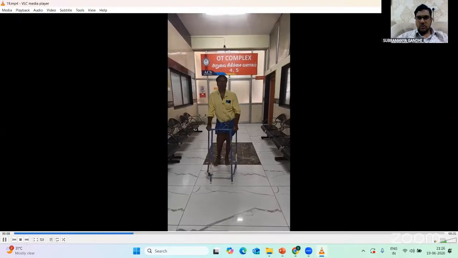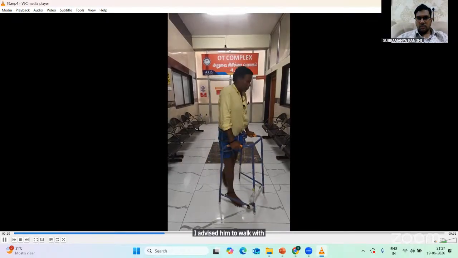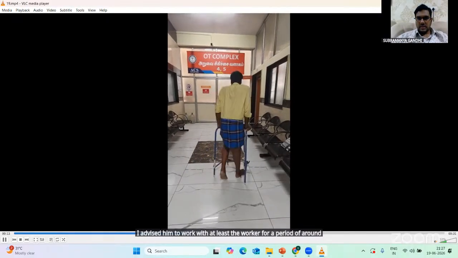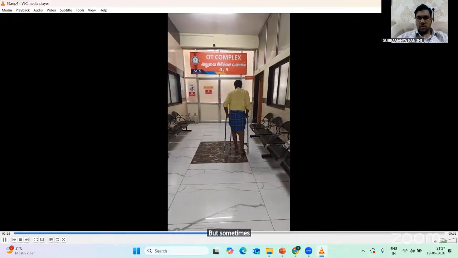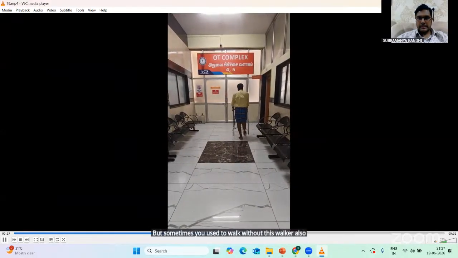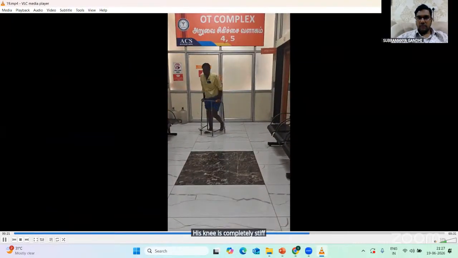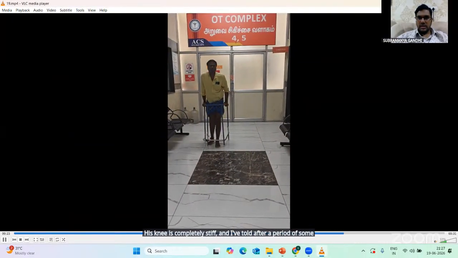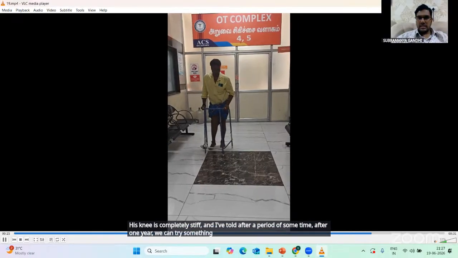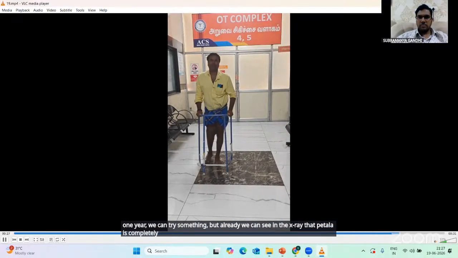I have advised him to walk with at least the walker for a period of around 3 months. But sometimes he used to walk without the walker also. His knee is completely stiff. And I've told him that after some time, after 1 year, we can try something. But already we can see in the X-ray that the patella is completely fused with the distal femur.